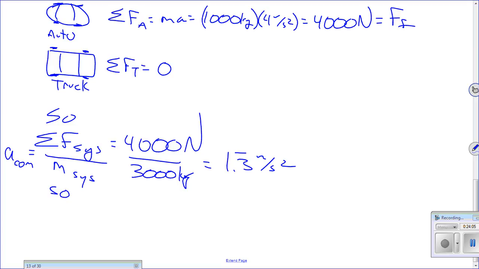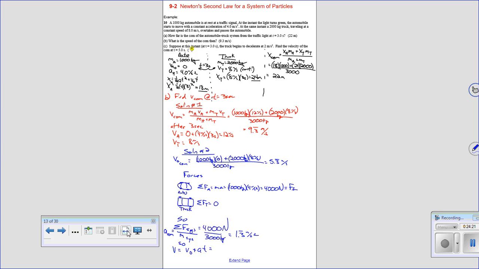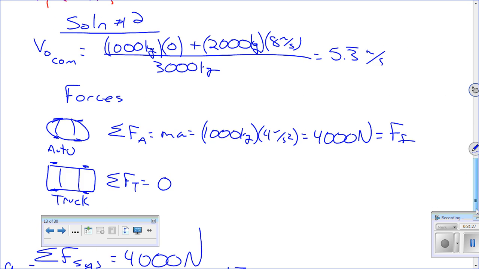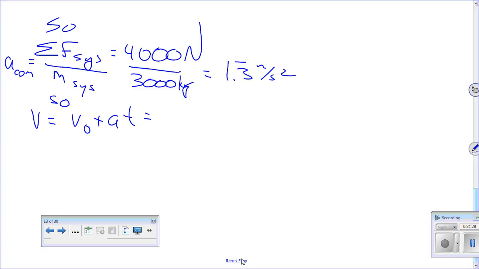So, check it out. V equals V0 plus at. What was our starting velocity for our center of mass? We calculated it before. Oh, well, that doesn't help at all. But yeah, it was 5.3 repeating, right? Sorry, we're almost done with this example.